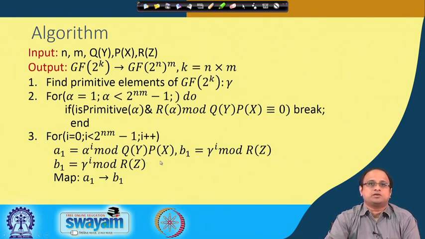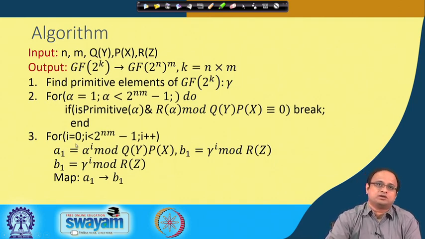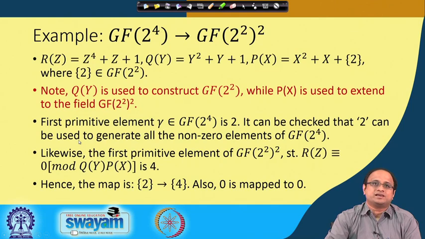Okay, and my b1 essentially is gamma to the power of i mod Rz. So this has been repeated twice, but anyway you can just keep it once. So basically gamma power of i mod of Rz, and then I map a1 to b1. Basically I map an element a1 to b1 and I get all the possible mappings required. So let us see an example for that.